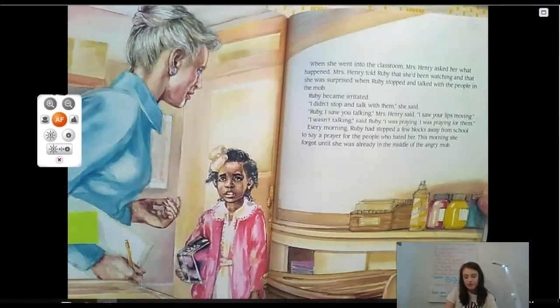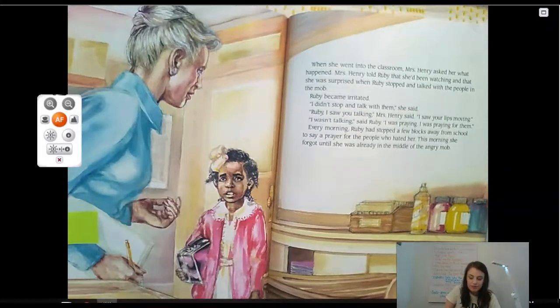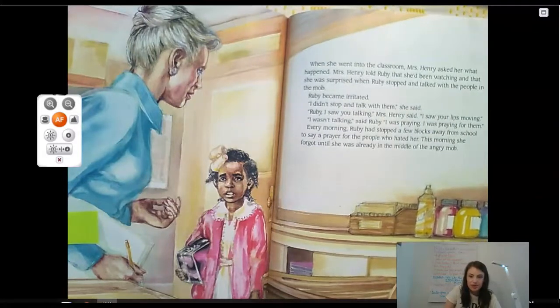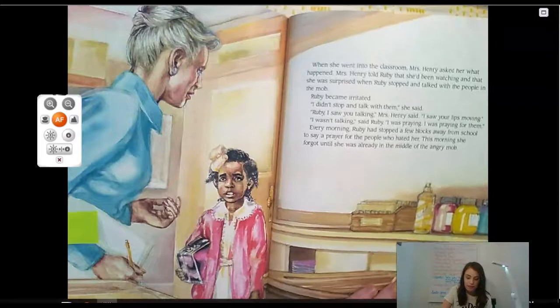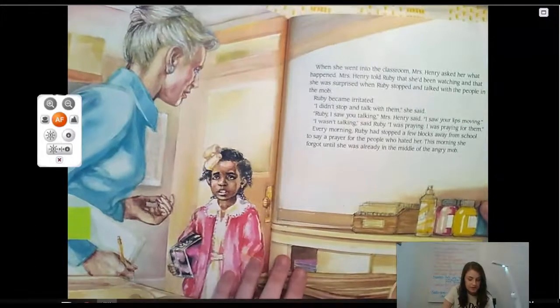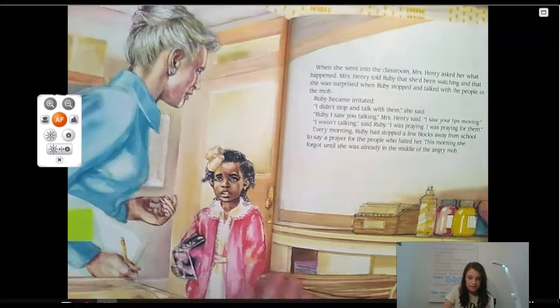Every morning Ruby had stopped a few blocks away from school to say a prayer for the people who hated her. This morning she forgot until she was already in the middle of the angry mob. Wow, I can't believe that. Ruby was praying for those who hated her.